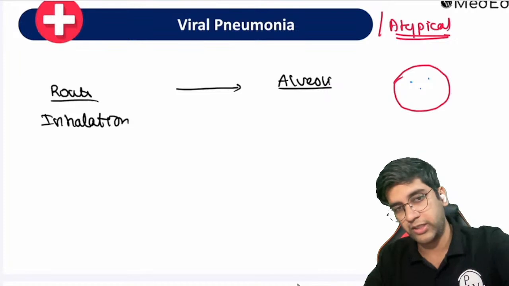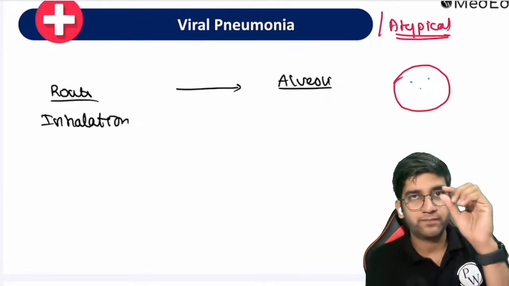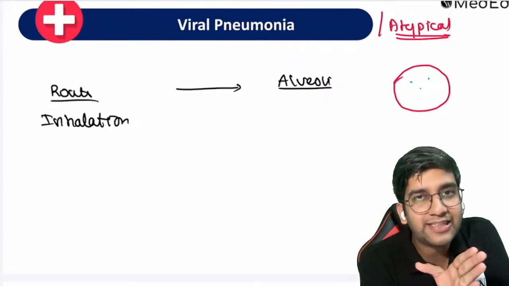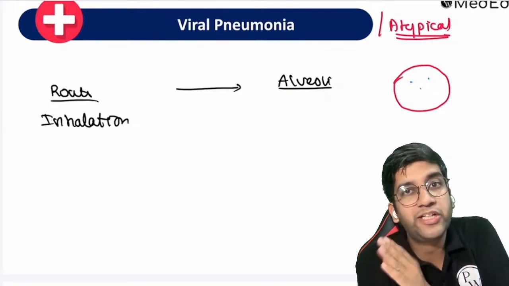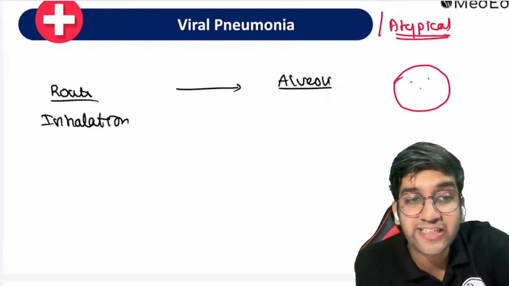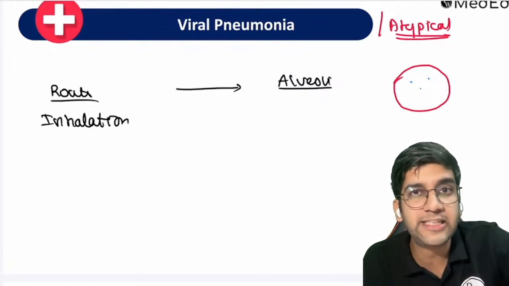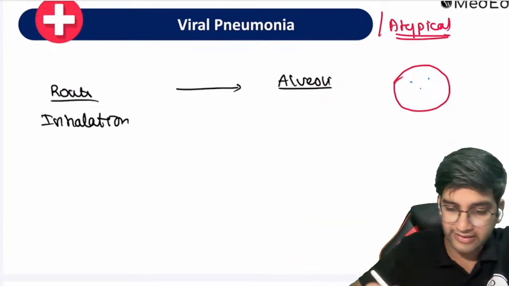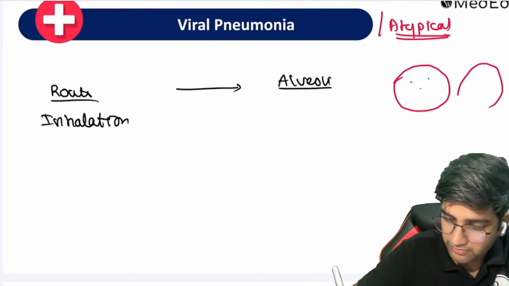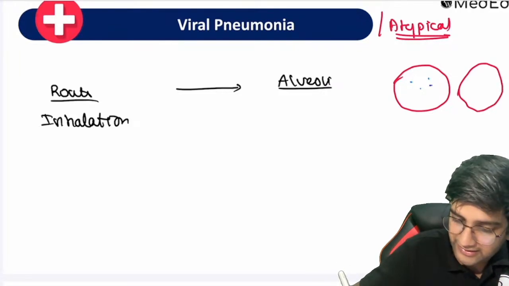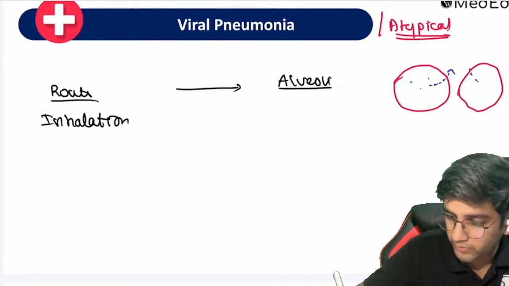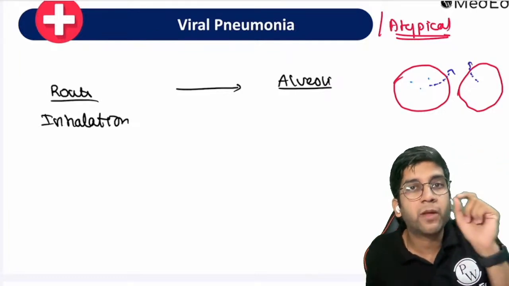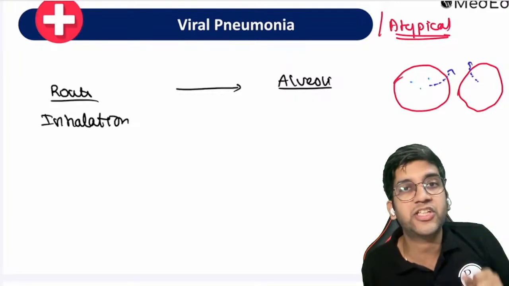Now, your virus came into the alveoli. Do you think they can escape the alveoli and go into the interstitium? Because viruses are very, very tiny compared to the bacteria. Can they escape to the interstitium? Is there a possibility? There is a possibility. So here, my concern is the virus doesn't stay in the alveoli, it goes to my interstitium. The reason why they don't stay in the alveoli is that viruses are obligate intracellular organisms.